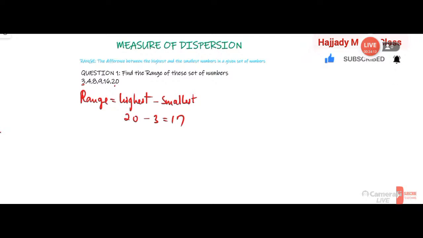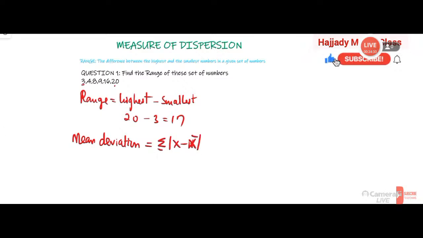And secondly, we are going to look at the mean deviation. We are going to consider two cases for this mean deviation. And the first case is when you don't have the frequency. So here we are going to have summation of the absolute value of x minus x bar, over n. Take note, this is an absolute value.